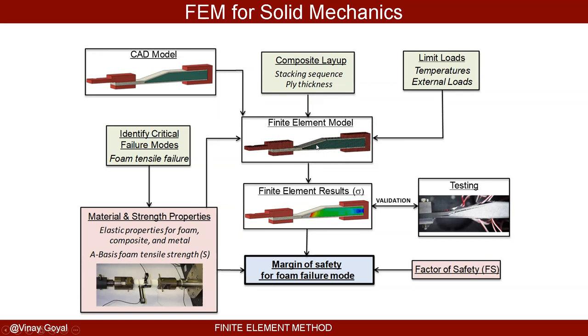And here, in this finite element model, you can apply temperature and external loads. It's a composite structure, so you can apply stack sequence and apply thicknesses. And once you have that, you want basically to determine the properties of each of these materials. The steel, the metal, the composite, the foam that's in there. And you may have to do some testing to characterize that. That's going to help you identify critical failure modes, and you want to get the strength data for all the critical failure modes. Once you have that, you incorporate that into your finite element model to then plot the stresses and determine whether the structure could fail or not.